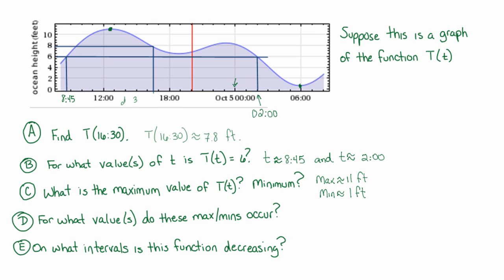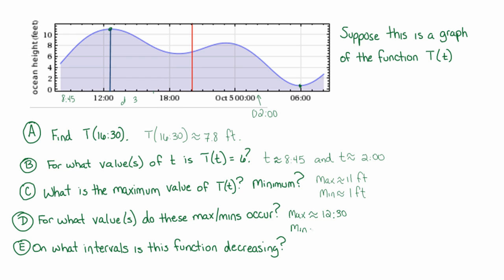Now, this is where my graph is going to start looking like a mess, so maybe I'll delete a couple of my drawings. So I've deleted that, and let's see, it looks about maybe 12:30 in the afternoon. So for the max, the value that occurs at is roughly about 12:30. And the minimum value looks to be about 6 a.m.